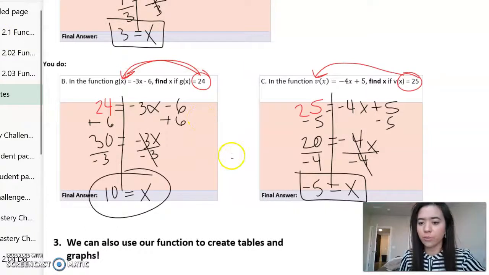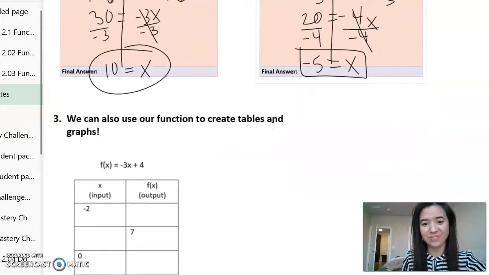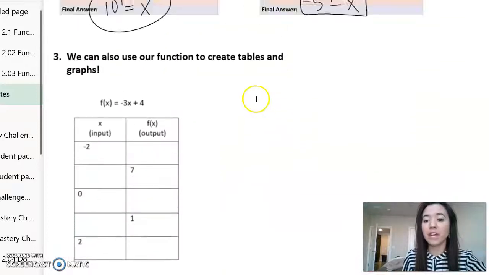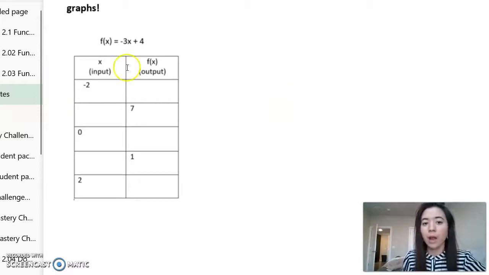Hopefully you were able to get maybe one right, or at least attempt, and you were close. I just want you to try. Now the last thing we can do with functions here is we can create a table. Yesterday we were evaluating the table, picking and finding what the inputs and outputs were. But now we can use our function to create our inputs and our outputs.